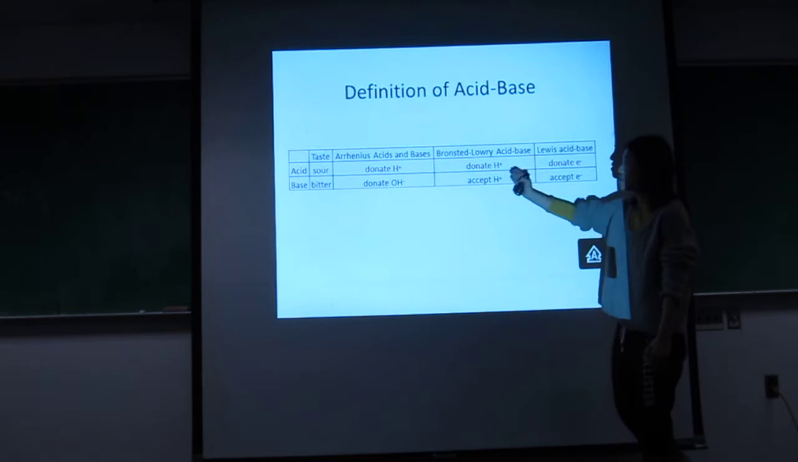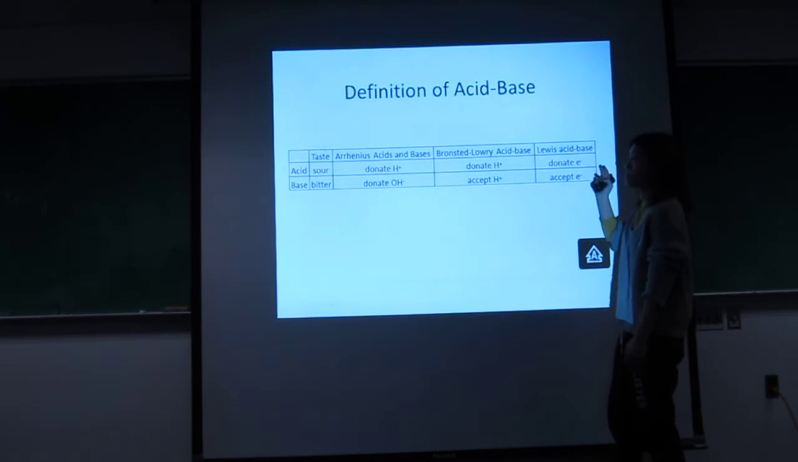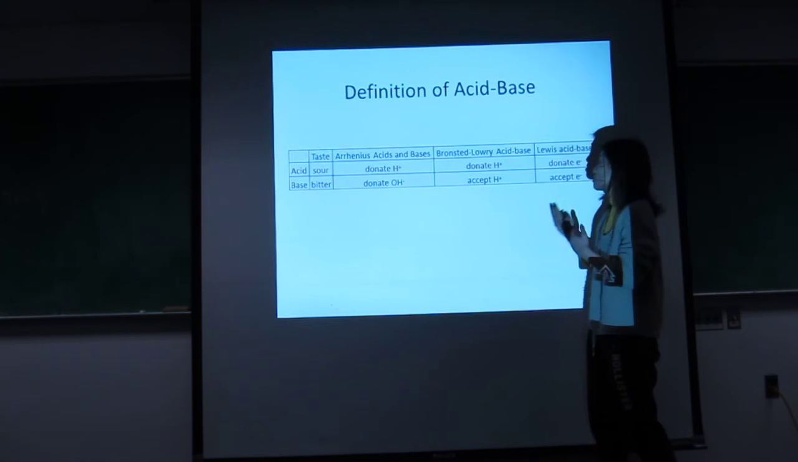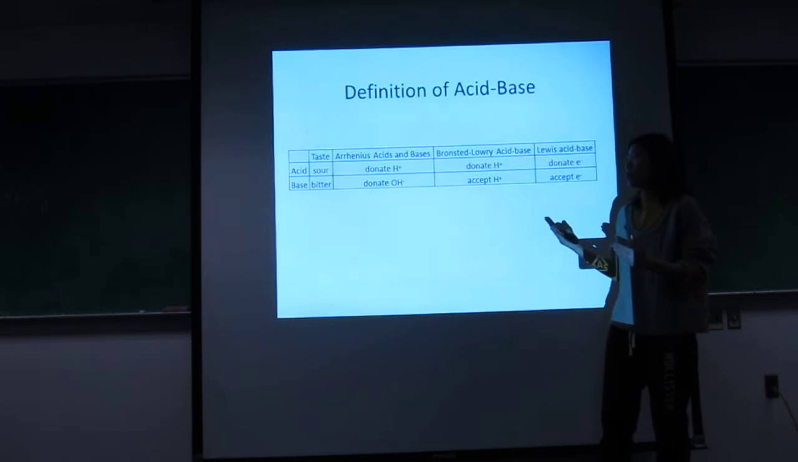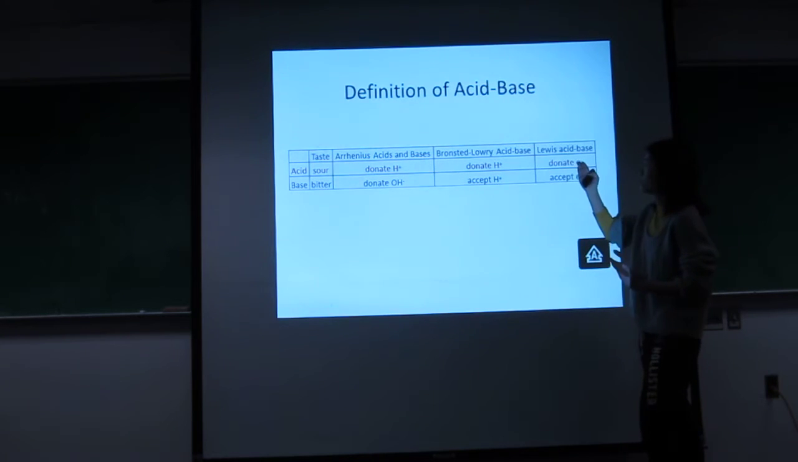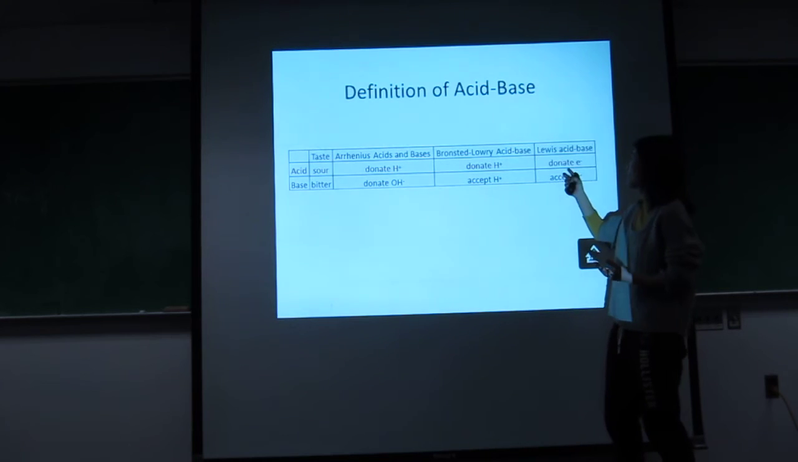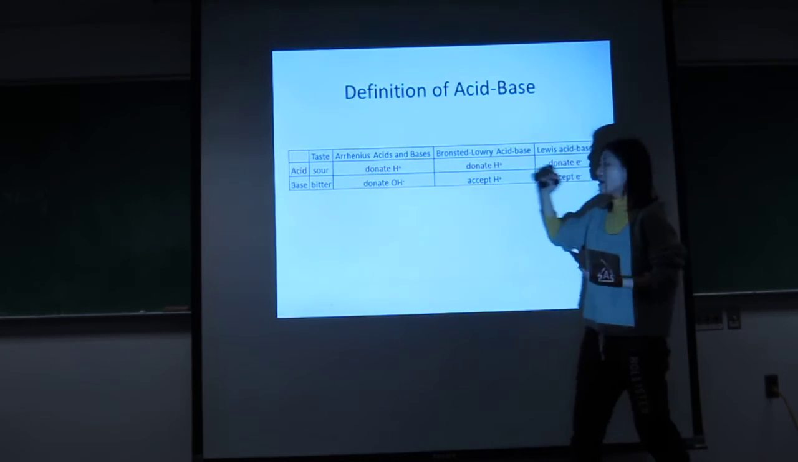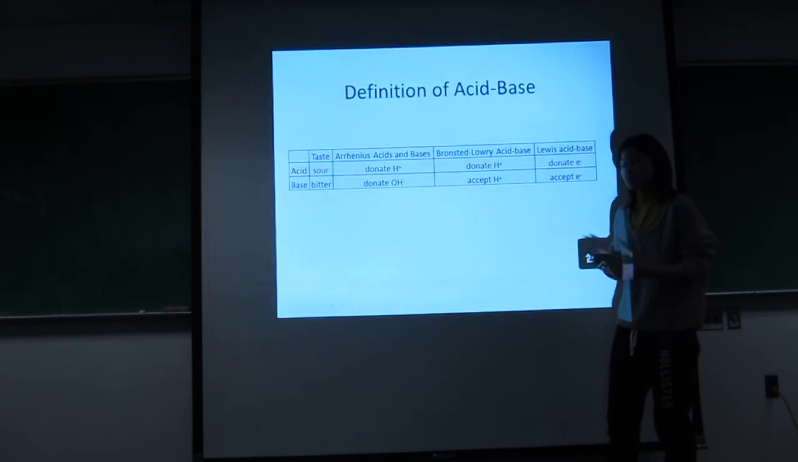After this, Lewis developed the Lewis acid-base theory, and this theory is the broadest theory so far. It defined that an acid is a substance that can accept electron pair, and a base is a substance that can donate electron.